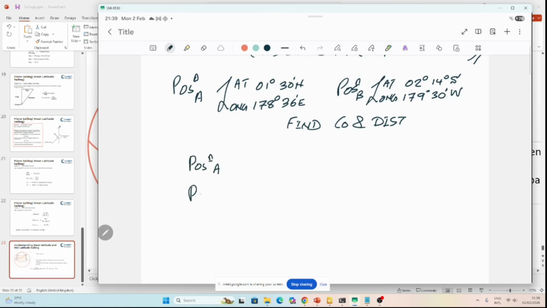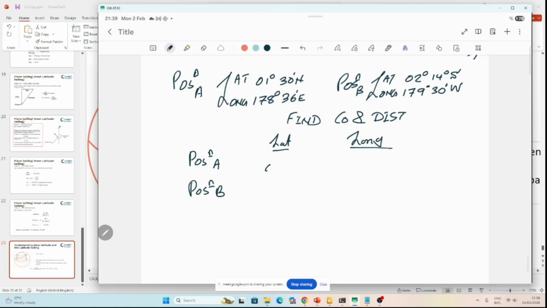So position A, position B. Latitude: 01 degrees 30 minutes north, longitude is 178 degrees 36 minutes east. Position B: 02 degrees 14 minutes south, 179 degrees 30 minutes west.